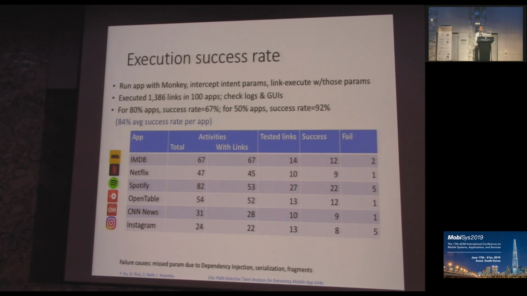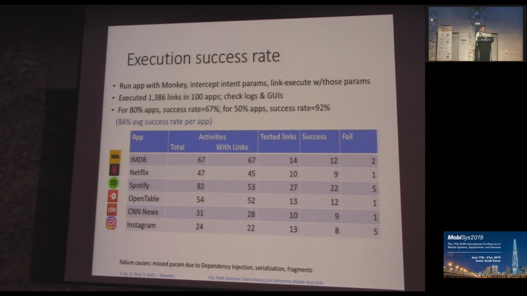We checked the logs for any impropriety, like say crashes, and we also looked for any state differences between a pure Elix link and something that would be achieved with Monkey, and ideally you shouldn't observe any difference, right? So that means static analysis gives you the precision and reproducibility of dynamic analysis. So we found that for 80% of the apps, the success rate was 67%, and for half the apps, success rate was 92%, so on average 84% success rate.